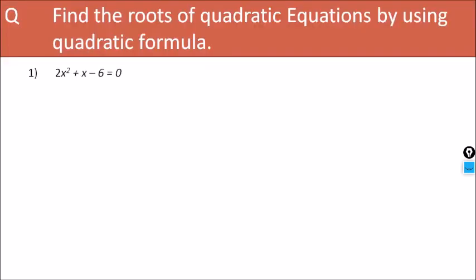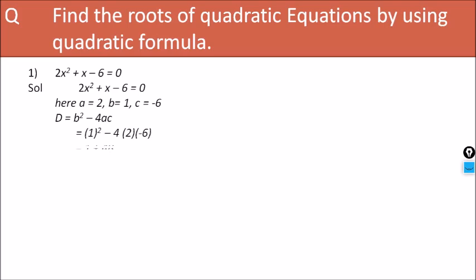First problem, it is 2x square plus x minus 6 equals 0. In the first step, we will identify the value of a, b and c. Value of a is 2, b is 1 and c is equal to minus 6. And then the value of discriminant is b square minus 4ac. Substituting the values of a, b, c, we get the value of D as 49.